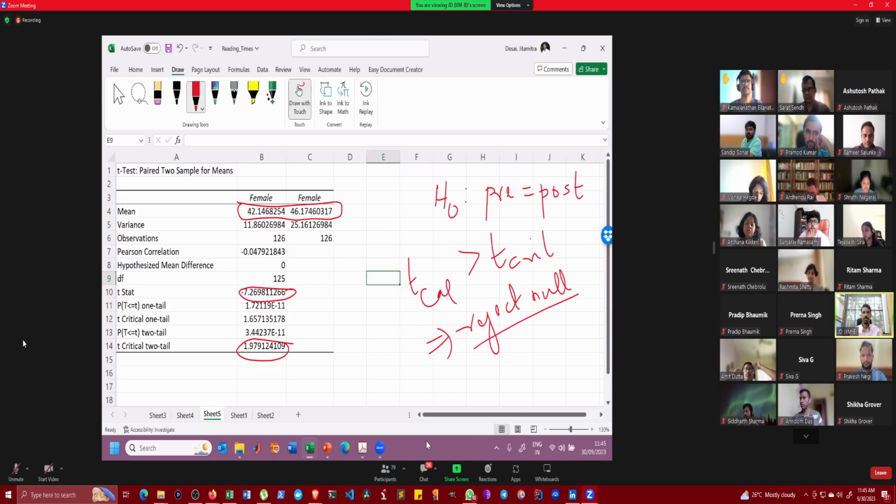Just one quick observation. Even though we reject the hypothesis, it shows that the average time is increased by 4 minutes. Looking at the variance, can we make a statement that in the second case, the post-ad case, the spread is very wide? Because the variance moved from 11.8 to 25.16. Does it mean the spread of the time is wider? Absolutely, exactly.